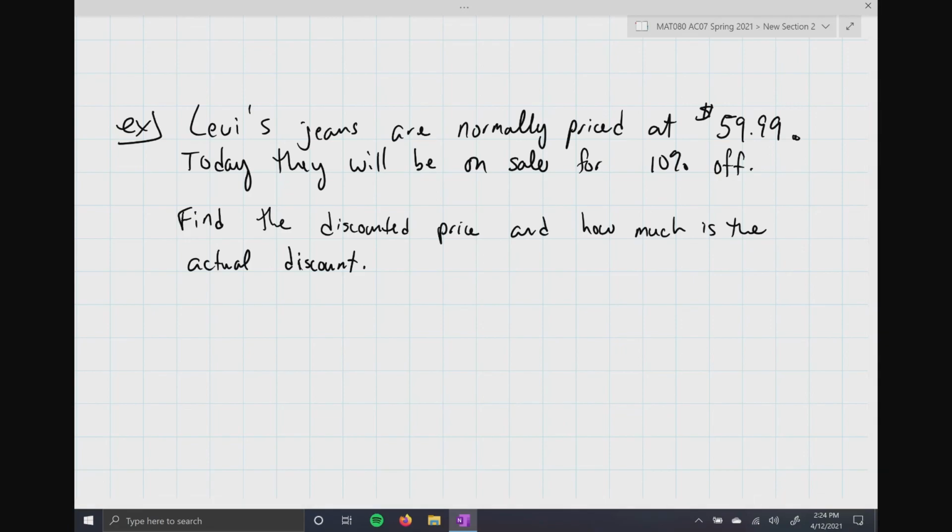So Levi's jeans are normally priced at $59.99. Today, they're going to be on sale for 10% off. I want you to tell me what is the discounted price and how much is the actual discount. In other words, how much money am I actually saving here?